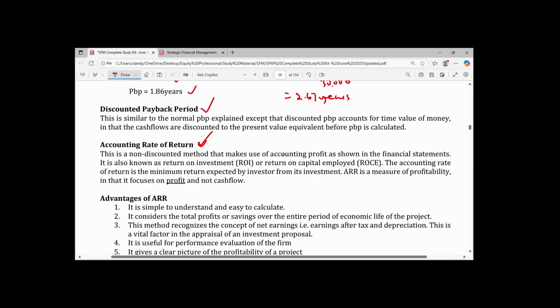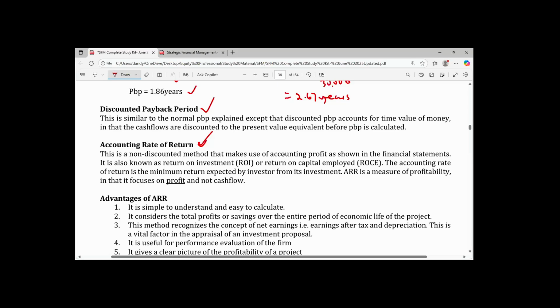So when you are calculating accounting rate of return, you need accounting information, you need accounting profit or loss. You don't make use of cash flow. So this simply means that if you are given a cash flow, you must convert it to accounting profit or loss before you begin to calculate accounting rate of return. I repeat, when you are calculating accounting rate of return, you don't make use of cash flow. All right, you have to be very careful.